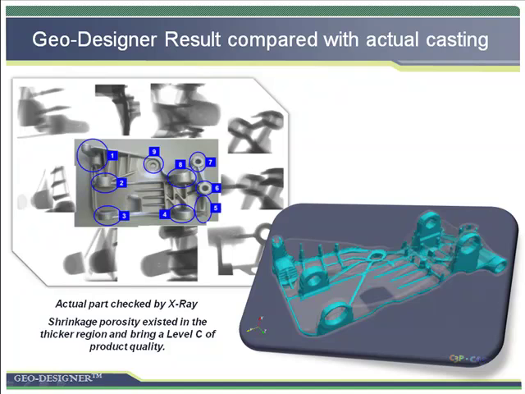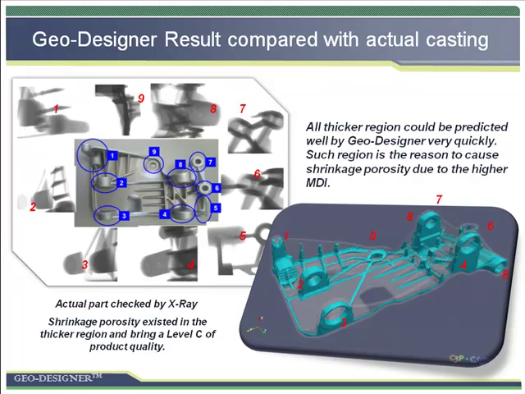If you have questions about the accuracy of such analysis, this page can provide the answer. The left image is the X-ray result. Each small image near the part feature shows the detailed shrinkage porosity. You can find the defects if you look carefully.